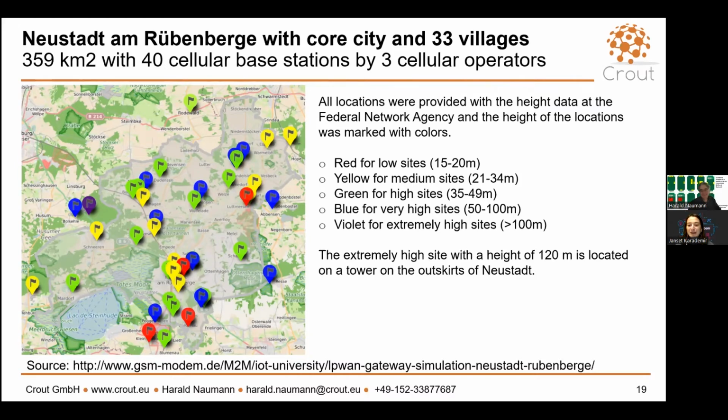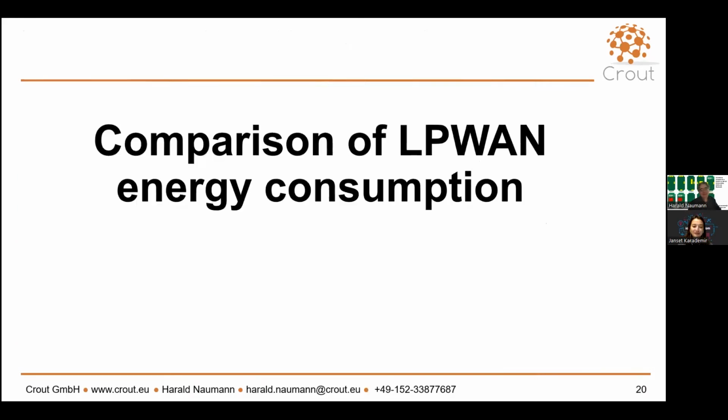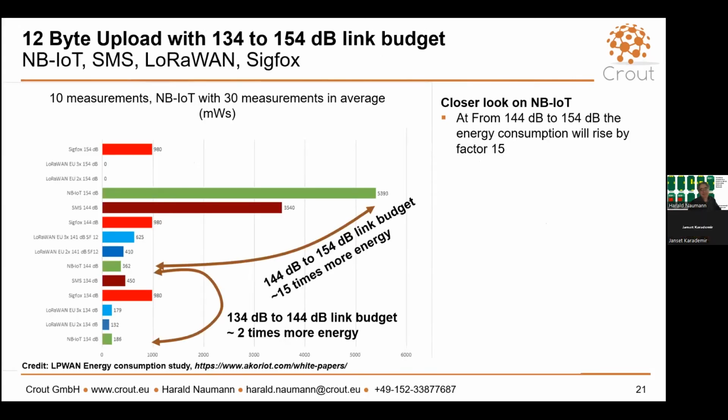Yeah, let's continue to talk about reality then, and I hand over to you for the next section. Yeah, I go to the energy consumption. This is a slide out of a study that we made for Deutsche Telekom. We analyzed a link budget, I hope you can see that, of 134 dB. That means 10 dB higher than 144, and 154.